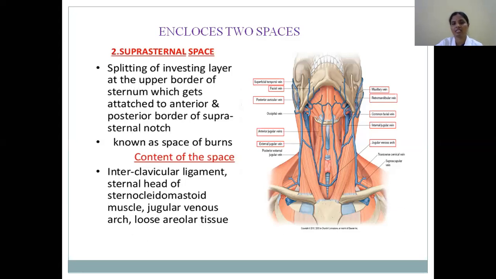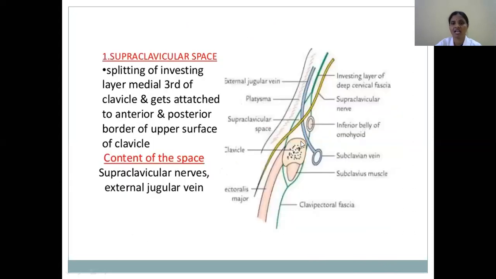So during venous return, what happens? It allows the expansion of this external jugular vein. So this is very, very important content in this supraclavicular space. These are the two spaces which are enclosed by the splitting of the investing layer of the deep cervical fascia. Here you see, this is the clavicle. Above it is split like this, and in between we can see important structures.